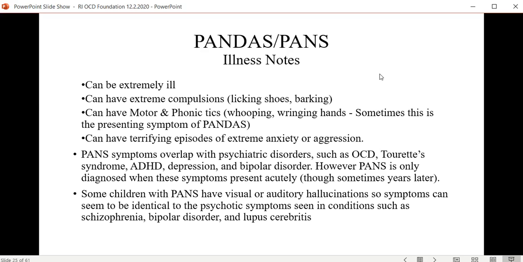PANDAS kids can be extremely ill. They can have extreme compulsions: licking shoes, barking, motor sounds, whooping, wringing hands. As I mentioned before, you'll see these also in Tourette kids, by the way, and they do not necessarily have PANDAS. The episodes are terrifying for both the family and the child. The family is all getting PTSD.